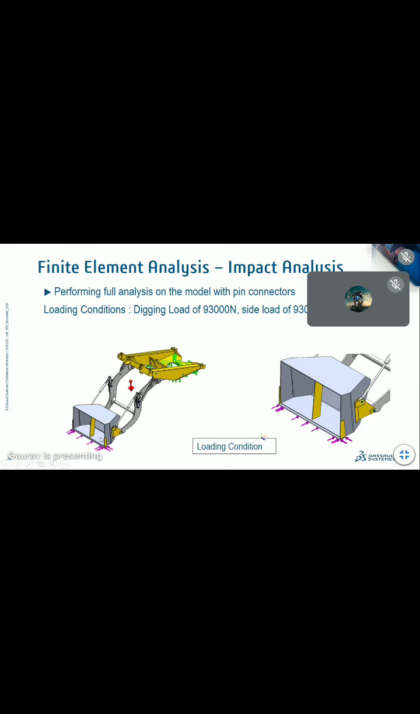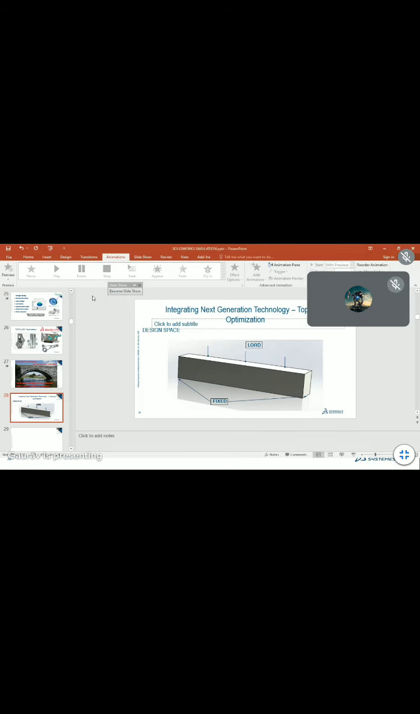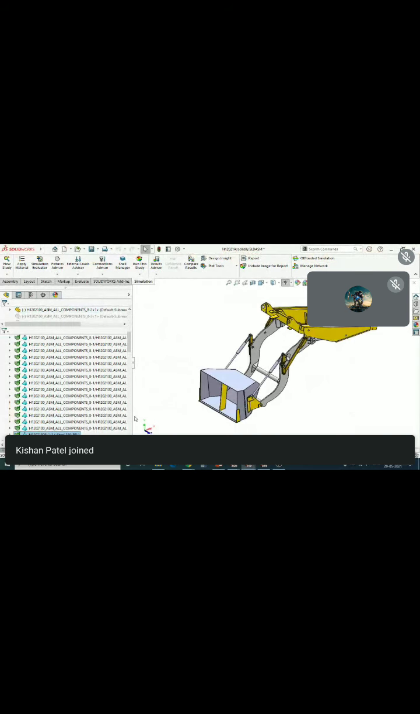Like there will be one digging load when it will dig up the material, and second there will be one side load also, correct? It will be less in quantity, and finally there will be gravity load also, correct? So keeping this in mind, I have decided these loading conditions on my model, and let me just check that in SolidWorks. Yes, I'll just go over here.